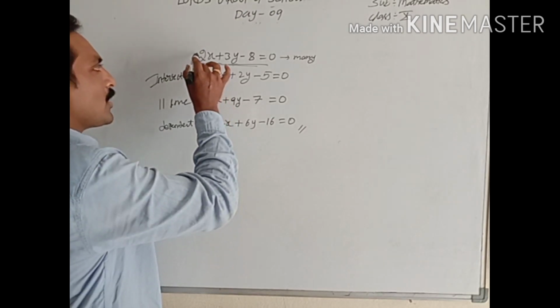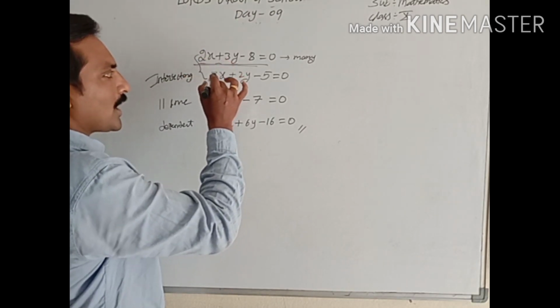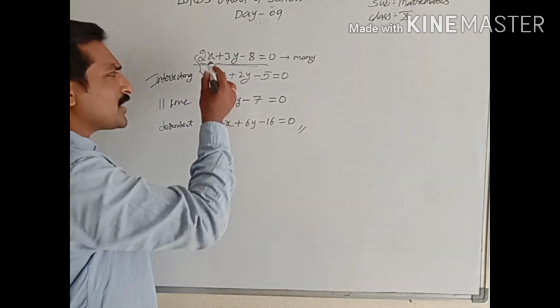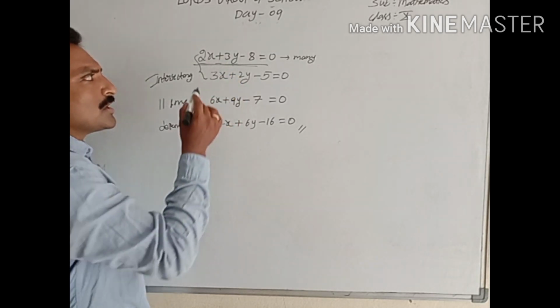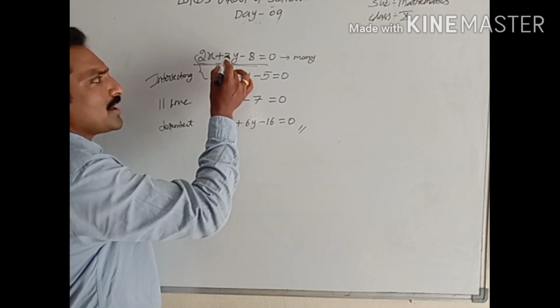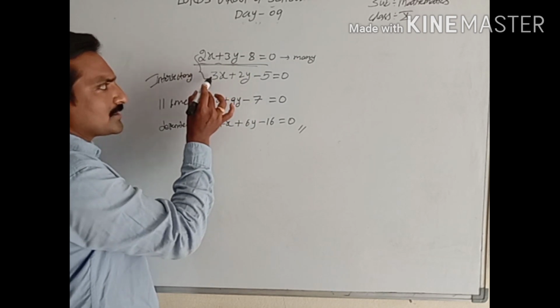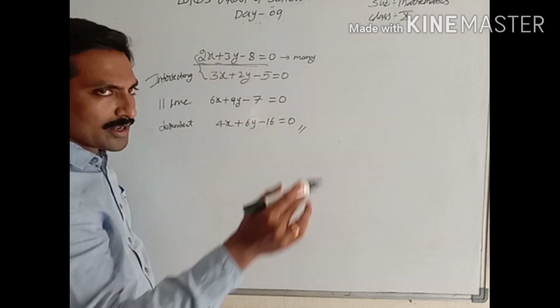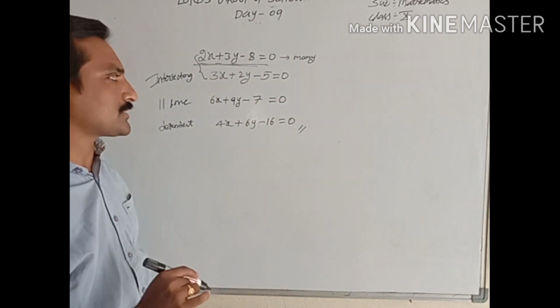Now you have to observe these two, which are intersecting. How do we know these two are intersecting? A1 by A2, B1 by B2. 2 by 3, 3 by 2, both are not equal. That is the condition for intersecting.